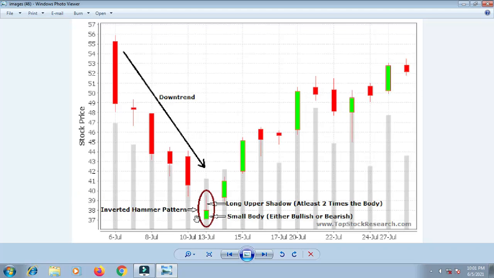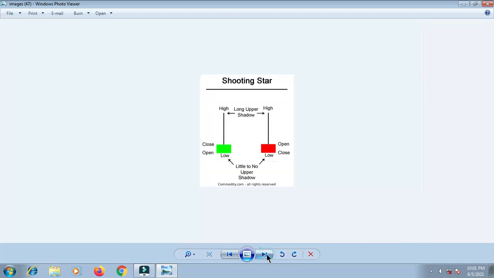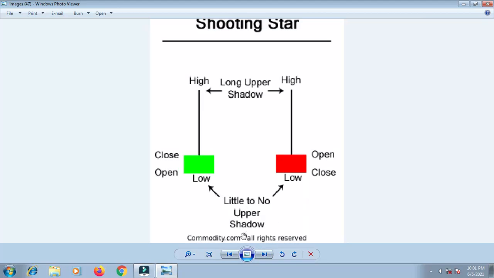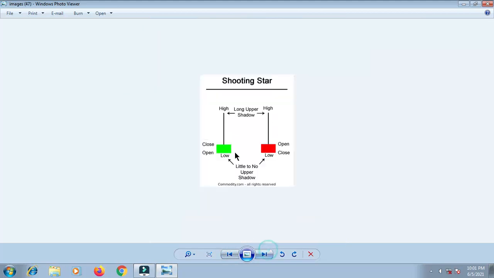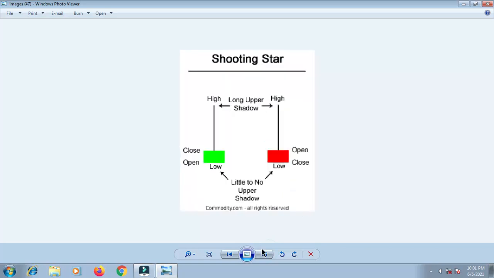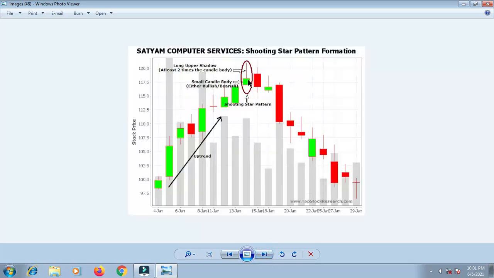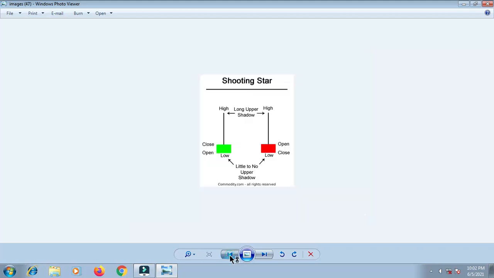Same thing, when it is happening on the upside, that is called a shooting star. See, there is no difference. Inverted hammer, same thing, shooting star, no difference. The only difference is it is occurring in an uptrend. The shooting star happens at the top of the price action, and the inverted hammer happens at the bottom of the price action.